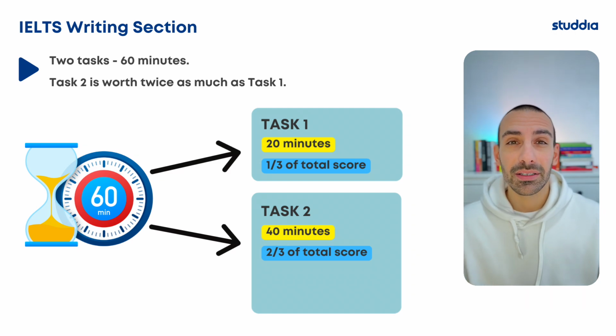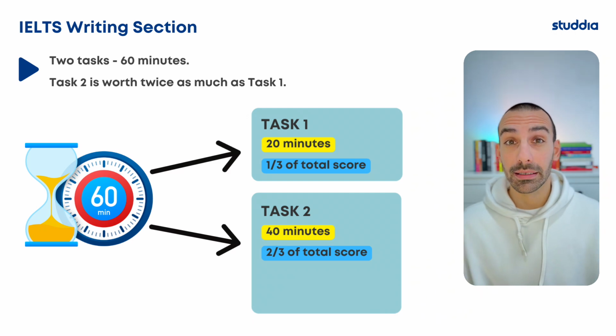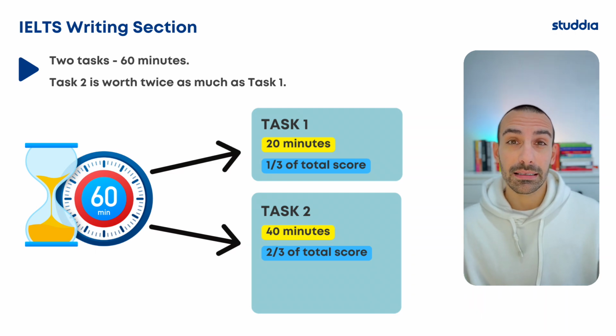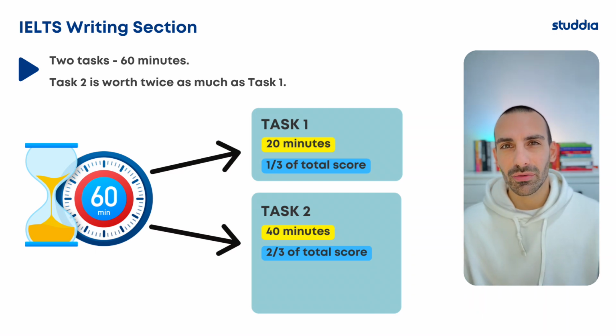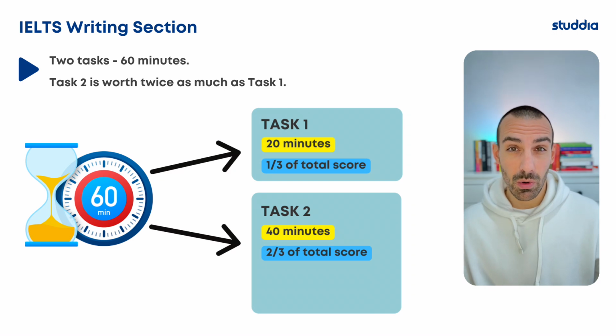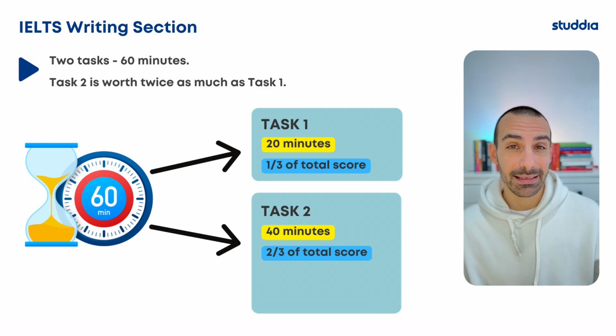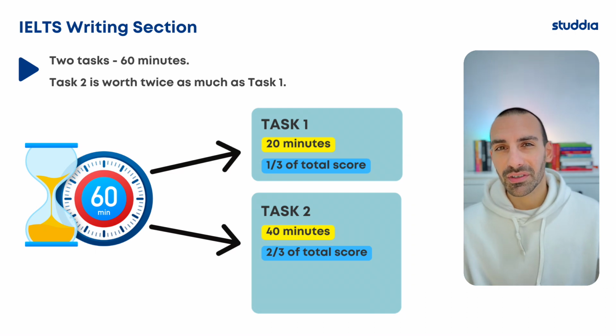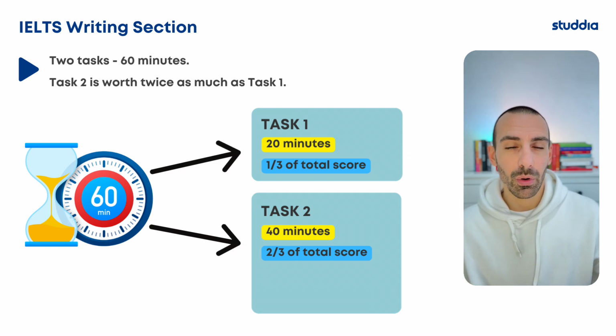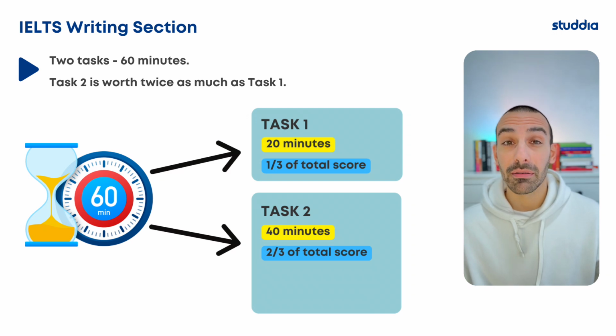This means that your task 1 score accounts for 1/3 of your total writing score, and your task 2 score makes up 2/3 of it. This is the reason why it's recommended that you spend 20 minutes doing task 1 and you dedicate 40 minutes for the second task. A separate video covers the scoring of the writing section where I go over the criteria and how the final score is calculated. Let's look at the tasks now.